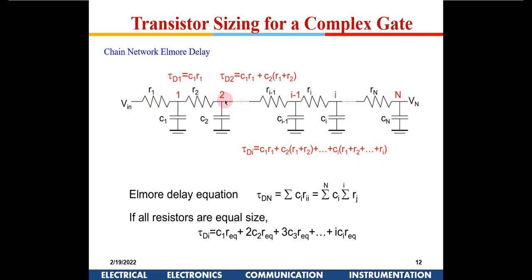Now if you assume all these resistances to be equal, you can write it as C1 into R1, which is the closest to the source, then C2 into 2R, and towards the final output node you will find it is n times R equivalent. Is this okay?